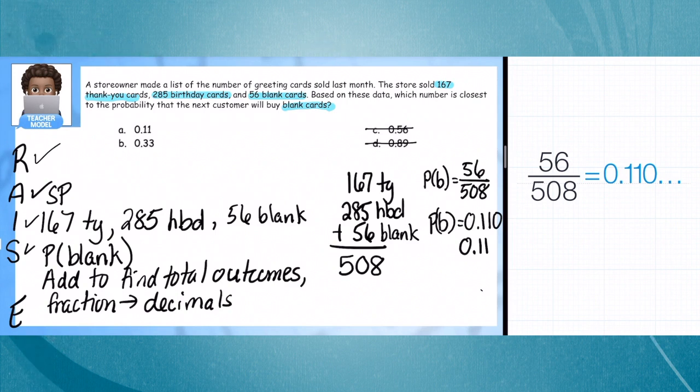And I know it was unlikely, so it was up to me to just actually do the math to figure out if it was going to be 11 hundredths or 33 hundredths. And in this case, it was 11 hundredths. Hit pause and jot this down into your notes.